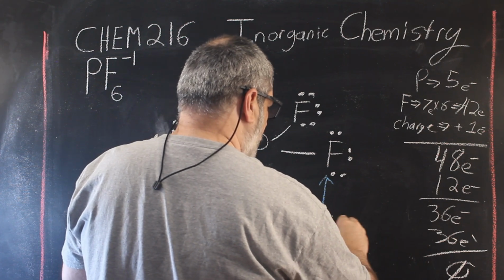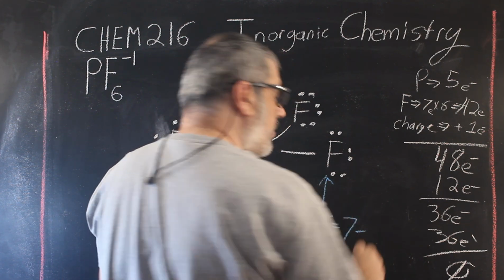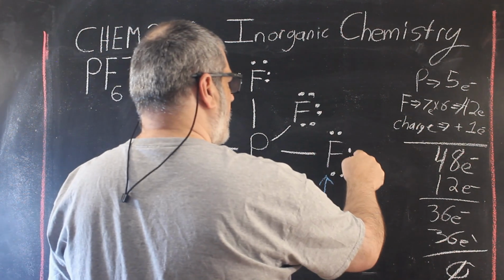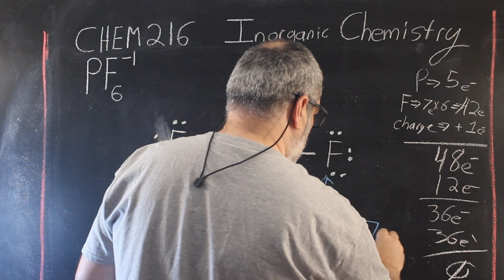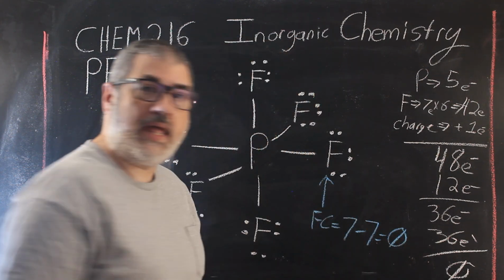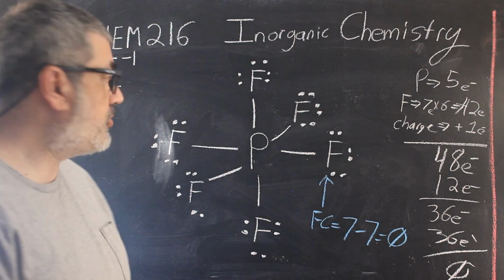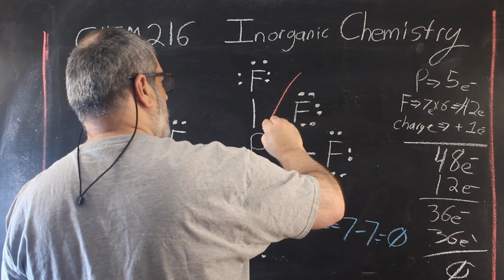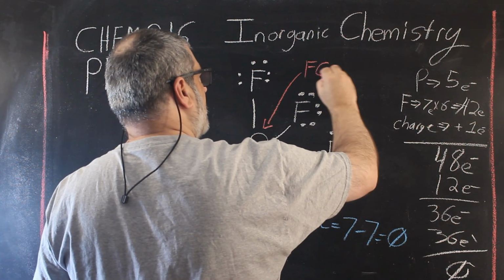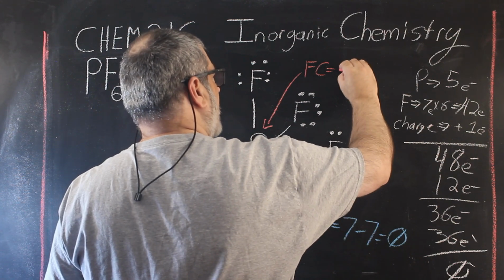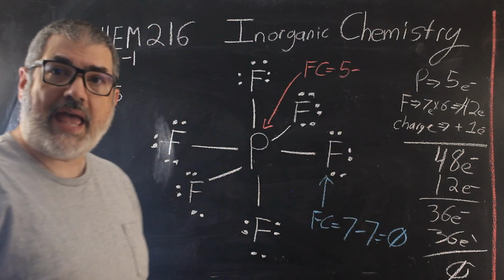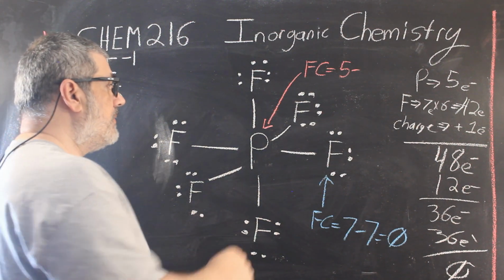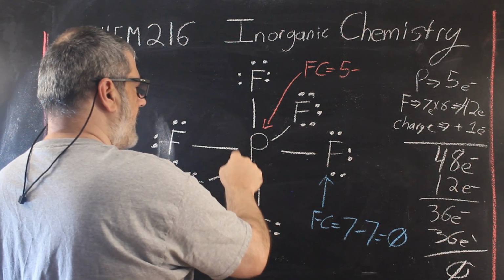Fluorine, and this will be true for all 6 of them, starts with 7 valence electrons: 2, 4, 6, 7, and therefore it has 0 formal charge. So it's not contributing, and it should be obvious, but we're going to do the math, because again, you don't want to skip steps. Phosphorus has 5 valence electrons. Well, look how many it has in this molecule: 1, 2, 3, 4, 5, 6.